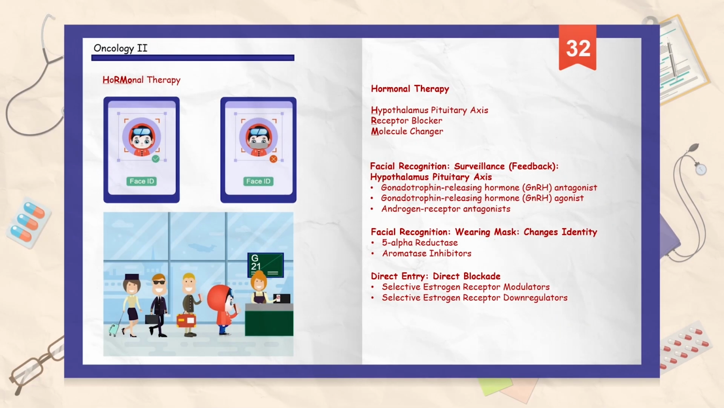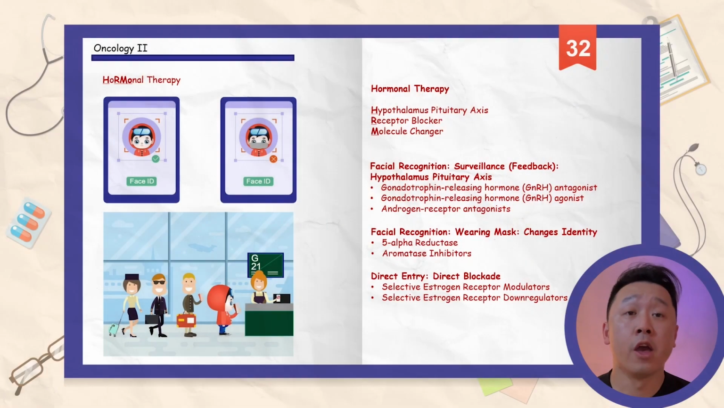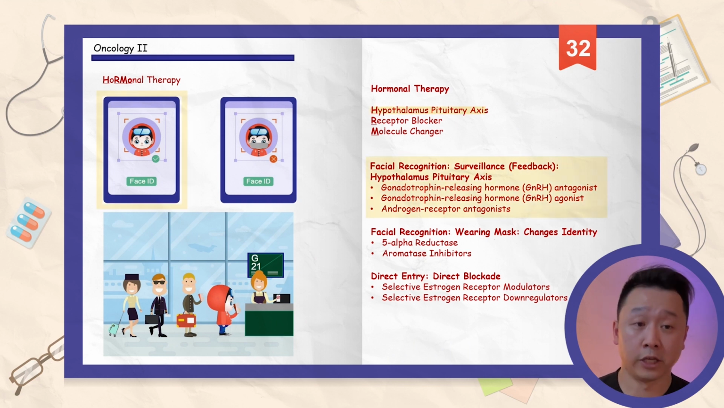The next big concept in terms of oncologic drugs is the hormonal therapy. When we look at the word hormone, we can actually envision the general mechanism of action of how and where these drugs work. H for hypothalamus pituitary axis, R for receptor blocker, and M for molecular changer. We can actually draw a parallel to how our body utilizes a negative feedback mechanism with hormones called HPA.